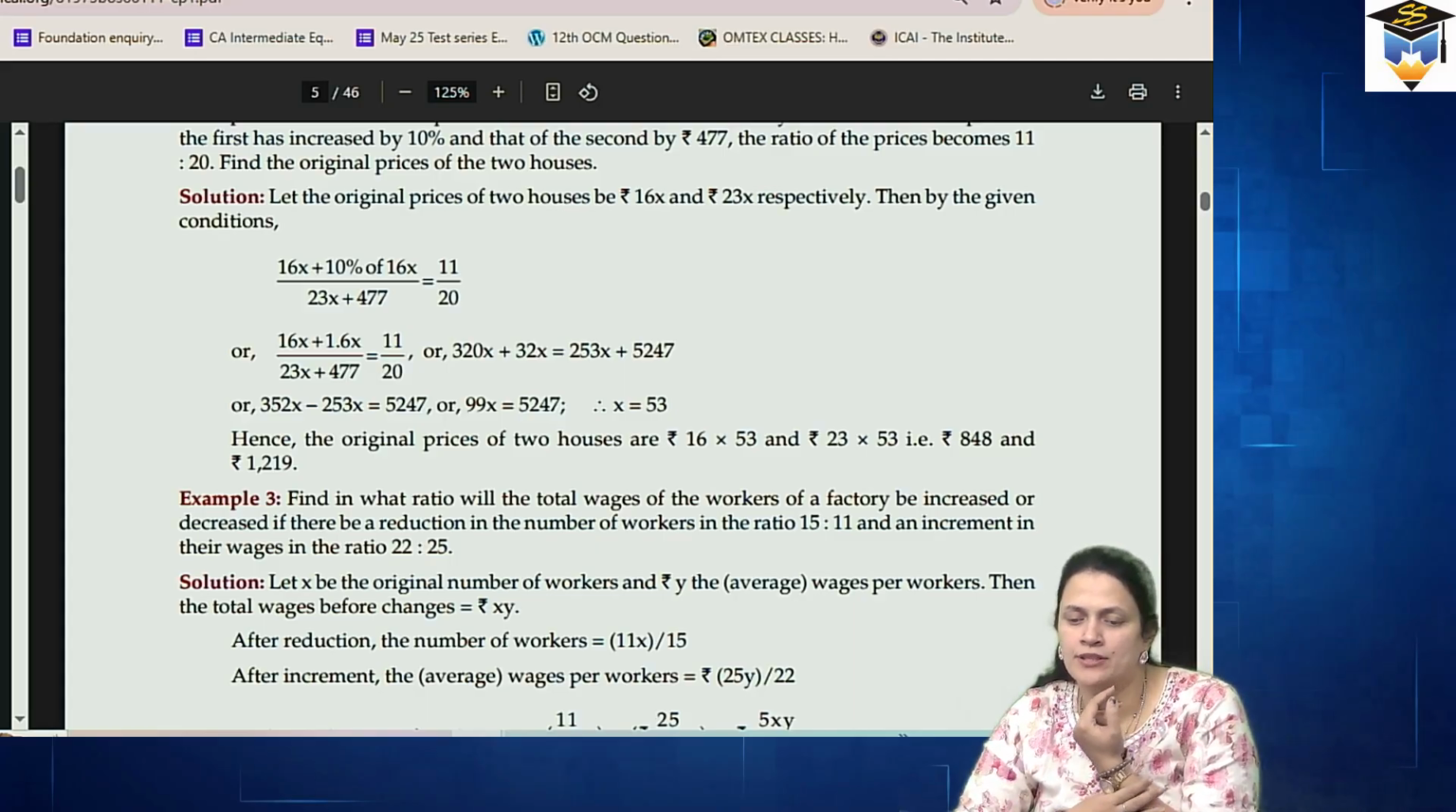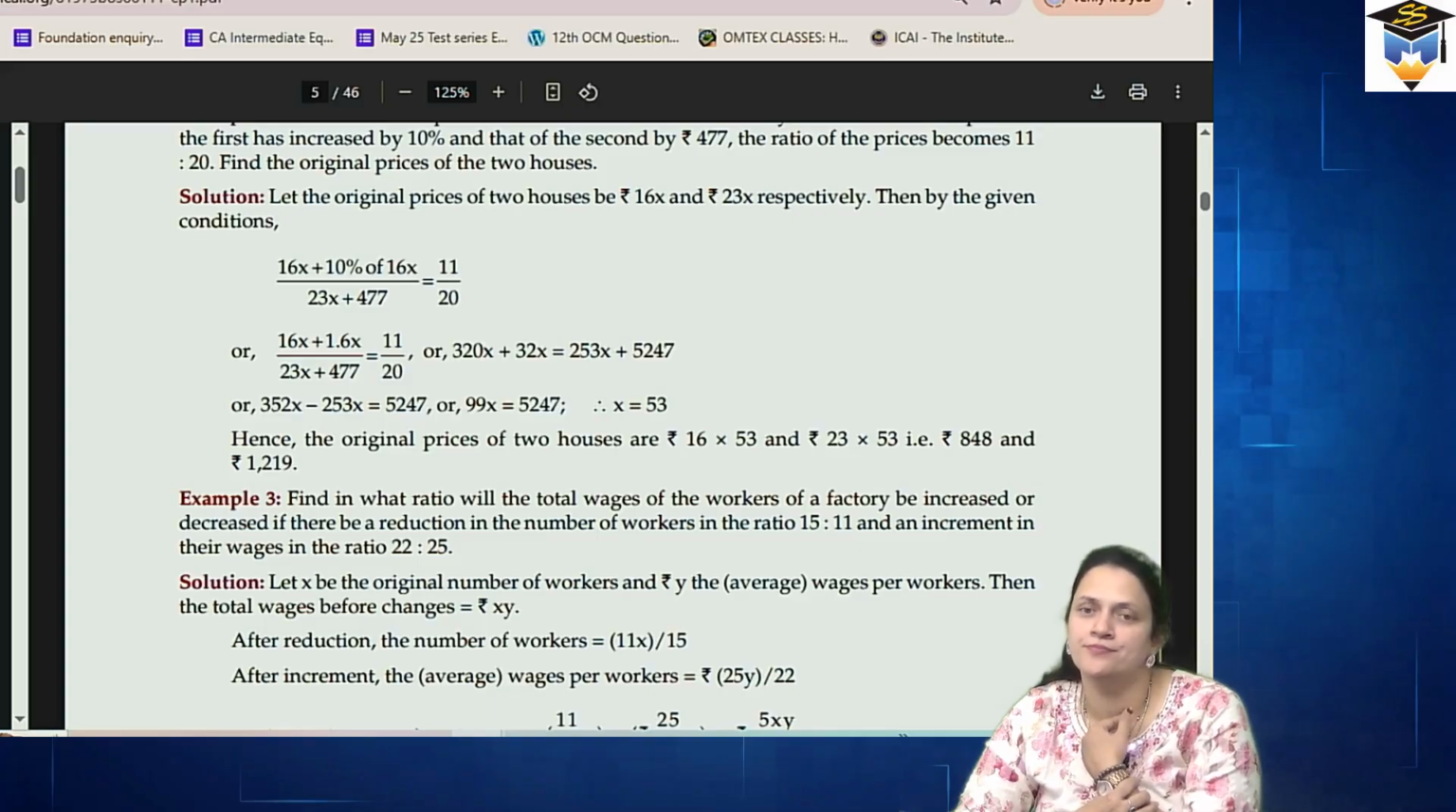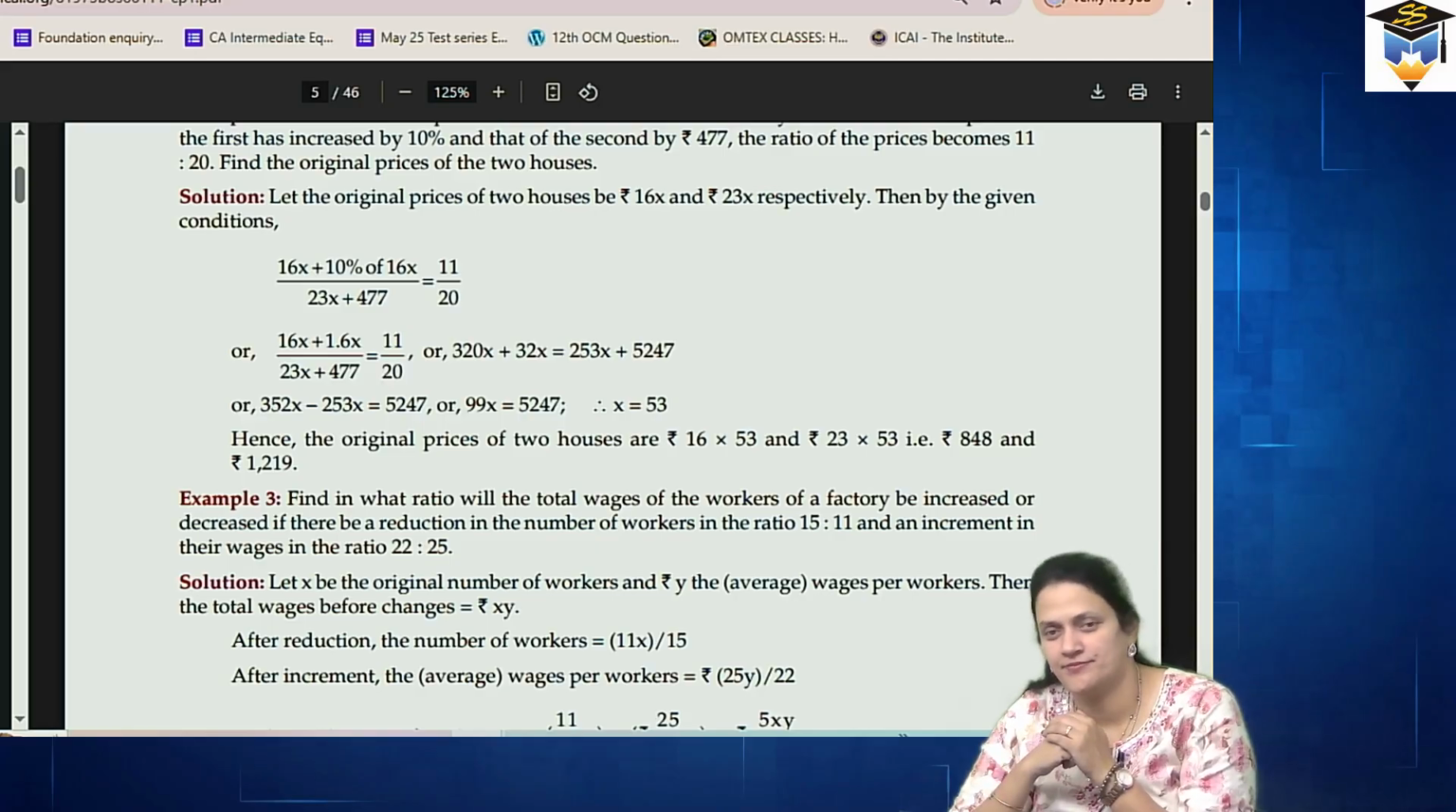Now example number 3, example number 1 is done. Hitesh has written it in the notebook. Good. No shortcuts.